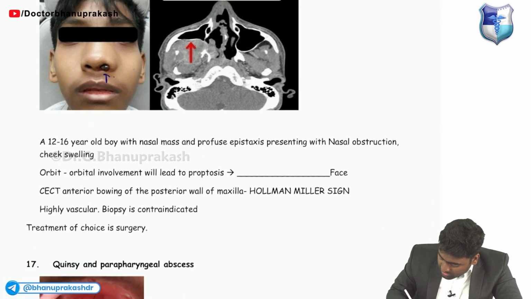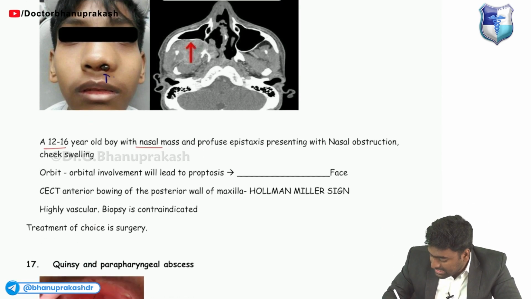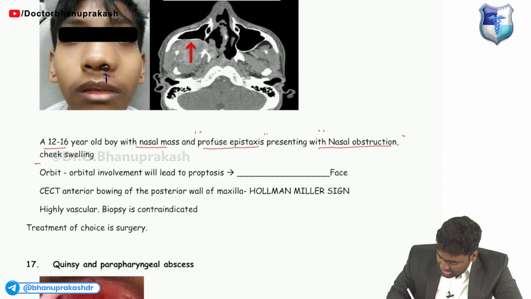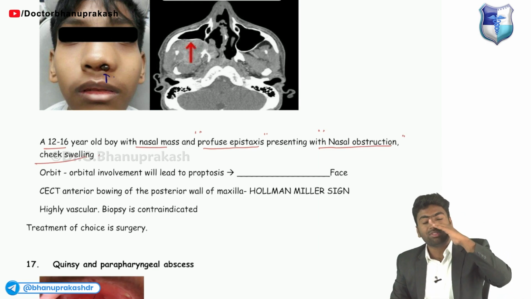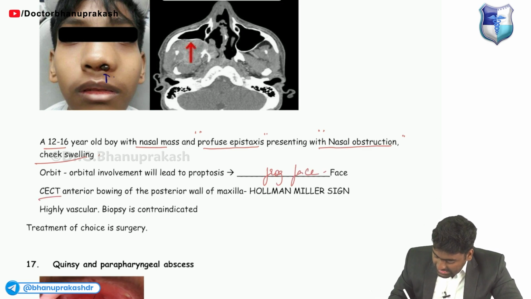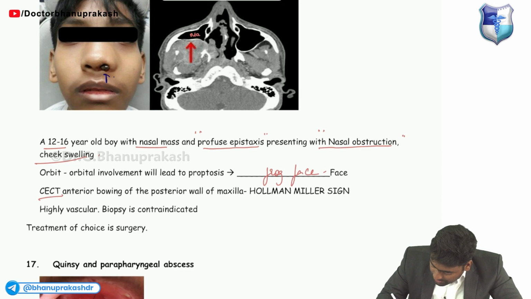So there will be a 12 to 16-year-old boy with features of nasal mass and profuse epistaxis, also presenting with nasal obstruction and cheek swelling. And if there is any involvement of the orbit, it leads to a sign known as what? Frog face sign.